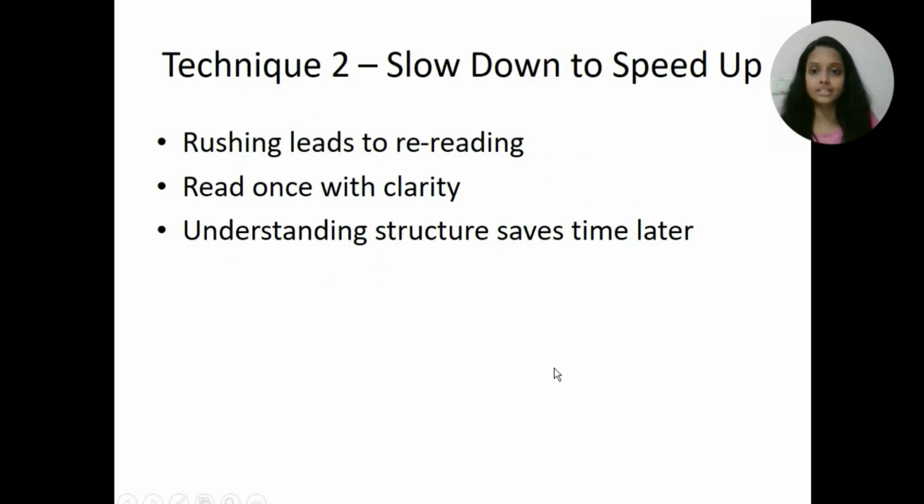And the second technique is slow down to speed up. This sounds strange, but it works. Yes, if you rush the passage, then you reread multiple times. You get confused. You waste time. Instead, you have to read only once properly. Then you can understand the structure. Then questions becomes easier, isn't it?